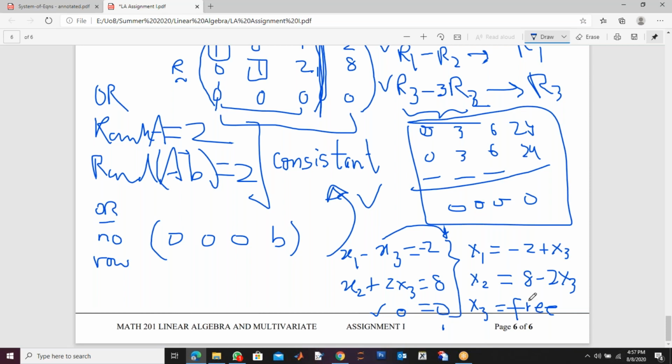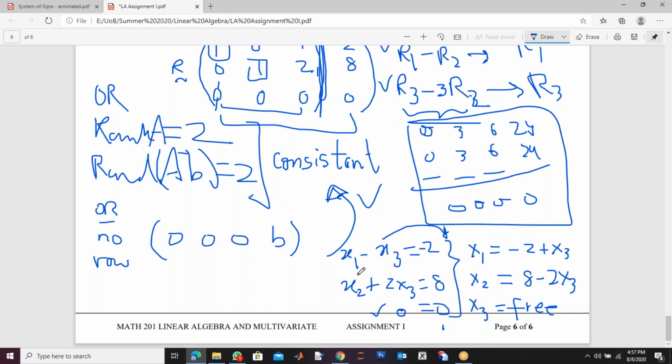Now someone says that no, I want x3 equal to 1. Okay, no problem. You can take x3 equal to 1. Your x1 will become -2 plus 1, which is -1. Your x2 becomes 8 minus 2, which is 6, and x3 will be 1. So that is another solution. So you can write infinitely many solutions for this system.